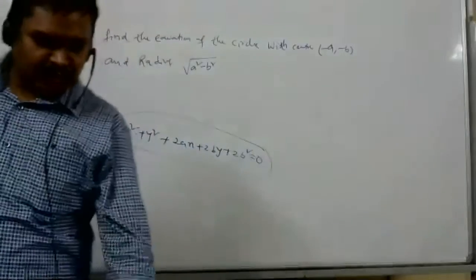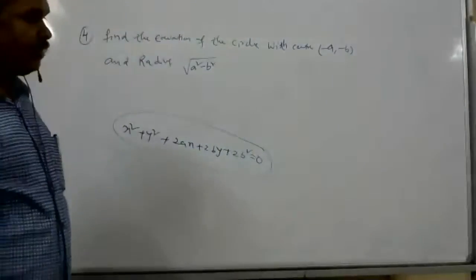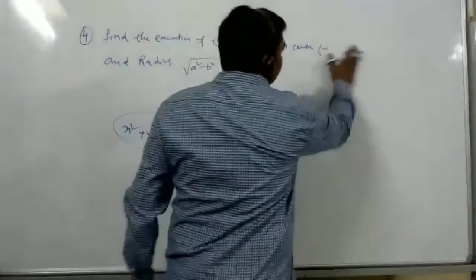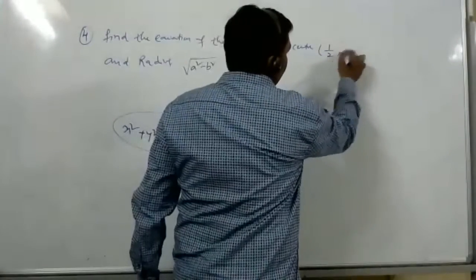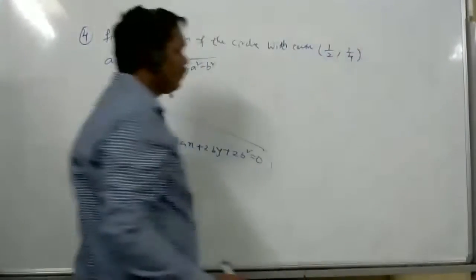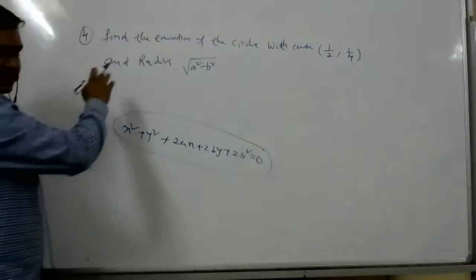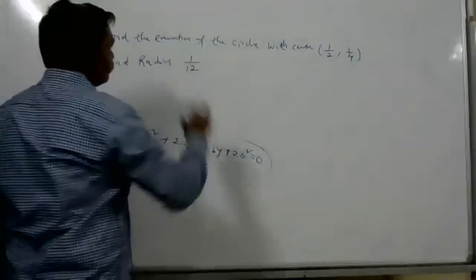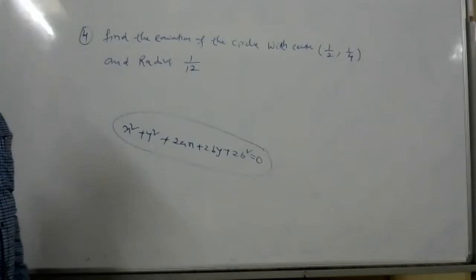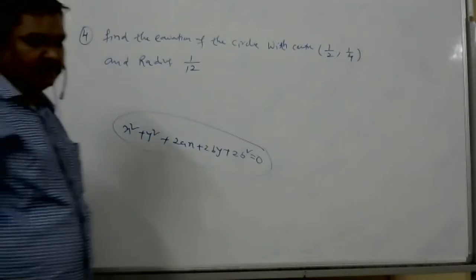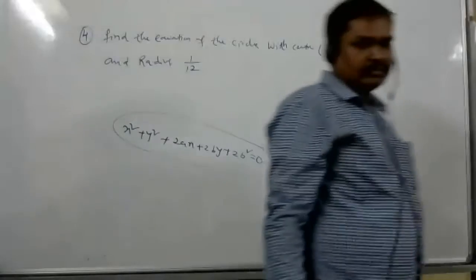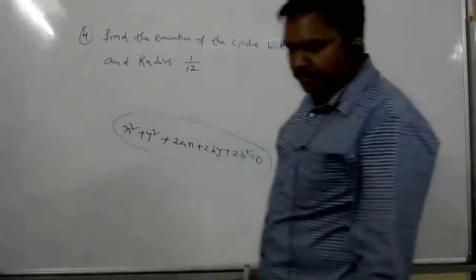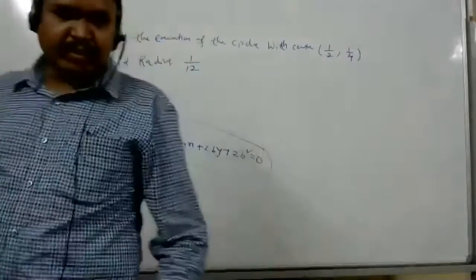Next, find the equation of the circle with the center 1/2, 1/4 and radius 1/12. Center one upon 2 comma 1/4, radius 1/12.